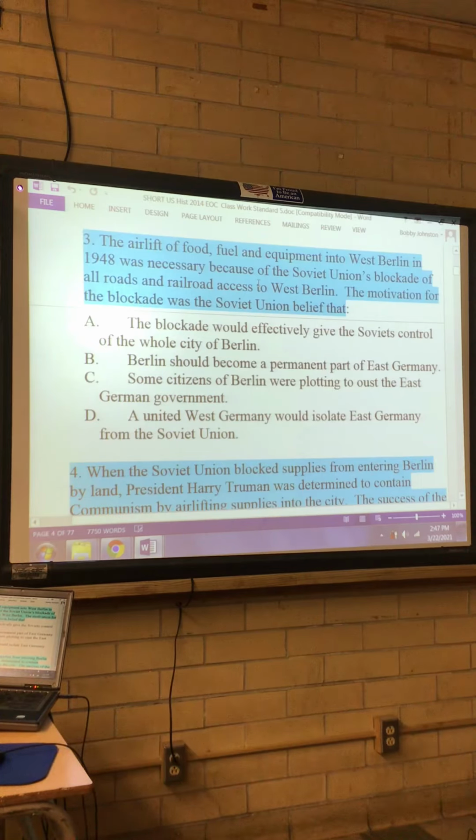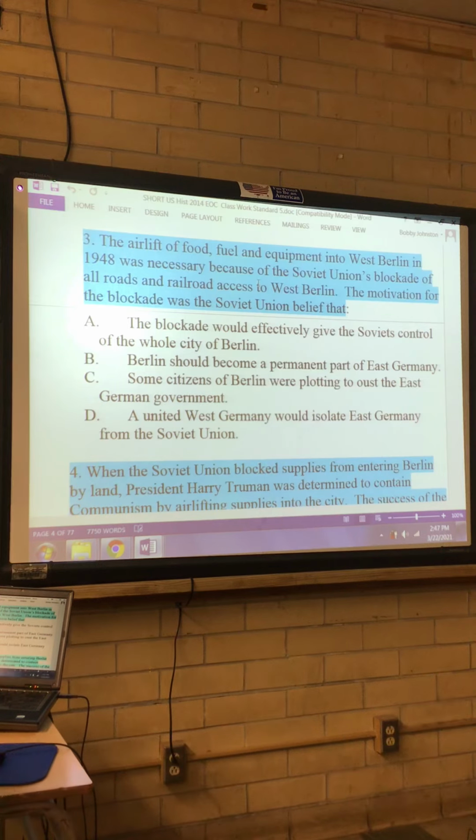Question number 3. The airlift of food, fuel, and equipment into West Berlin in 1948 was necessary because of the Soviet Union's blockade of all roads and railroad access into West Berlin. The motivation for the blockade was the Soviet Union's belief that blank. So why did Stalin blockade the city? That's what it's really asking, okay? So what did he want in the end? Well, he wanted to take over all of Berlin. That was his goal, okay? So the blockade would effectively give the Soviets control of the whole city. So Berlin would become a part of East Germany.